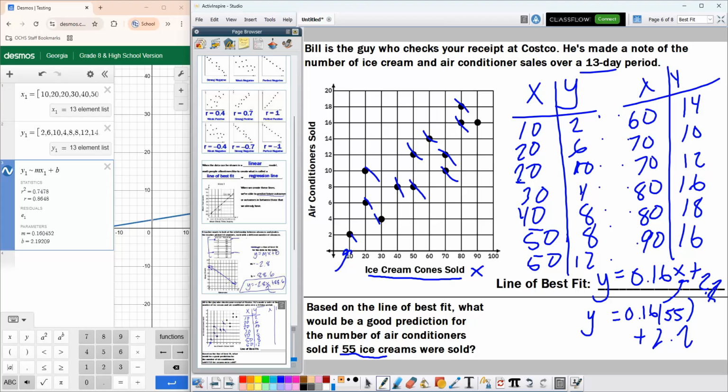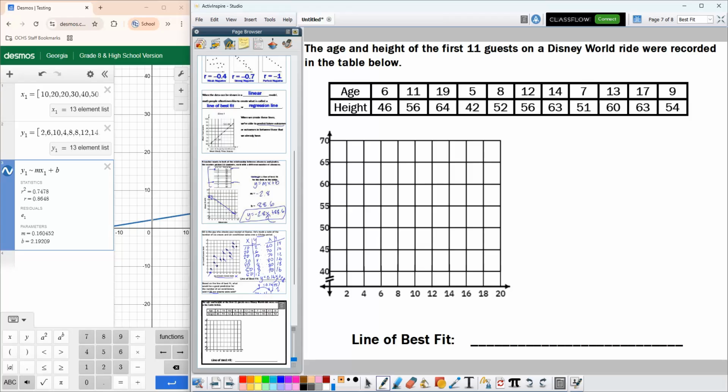Now I got to punch in my calculator. 0.16 times 55 plus 2.2. I got 11. So 11 would be what we would expect if there were 55 ice creams sold. Okay, let's look at another one. The age and height of the first 11 guests on a Disney World ride were recorded in the table below. Tower of Terror, top-notch ride.